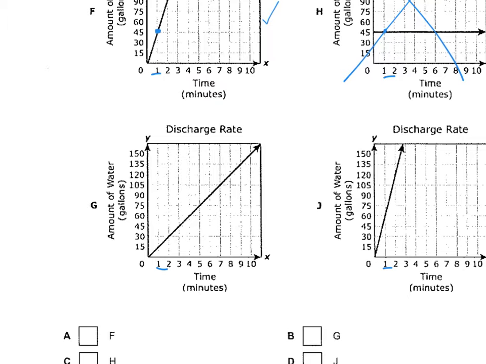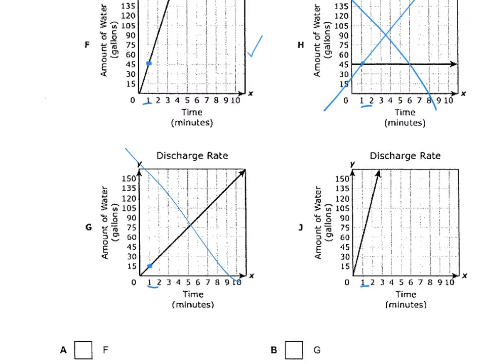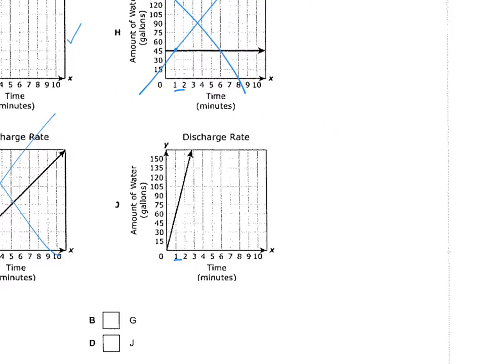On G, under 1 minute, my line crosses at about 15, and it's supposed to be 45. So this one's out. And on J, at 1 minute, it crosses at almost 60. It's close, but 45 is right here. Okay, and so that is not on the line, so that one's not going to work. So it would have to be F.